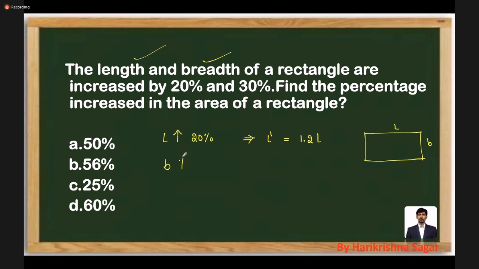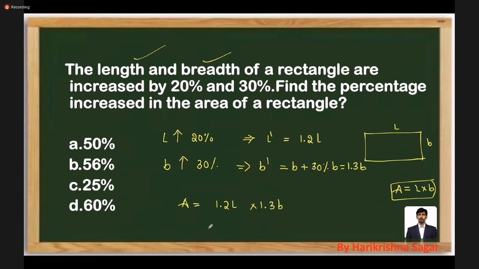The breadth of the rectangle is increased by 30 percentage. That means the new breadth will be B plus 30 percentage of B, which is 130 percentage of B, or otherwise 1.3B. What is the initial area? Initial area is length into breadth, LB. What is the final area? Final area is nothing but 1.2L into 1.3B, that is nothing but 1.56 LB.